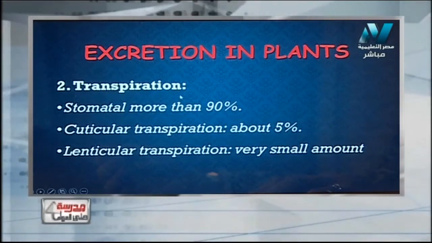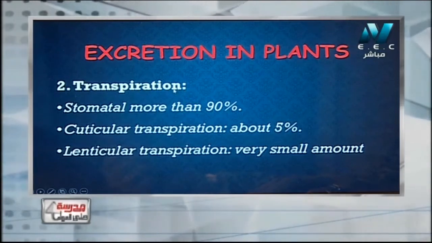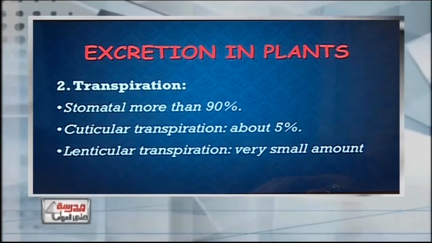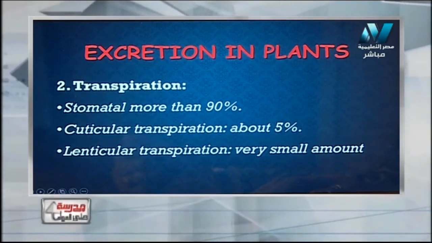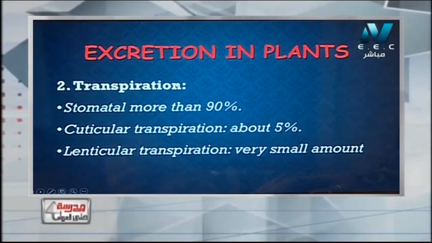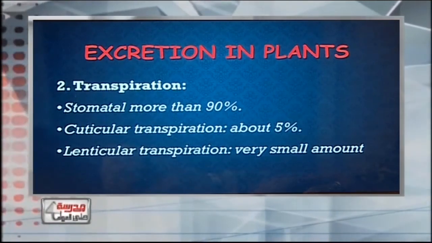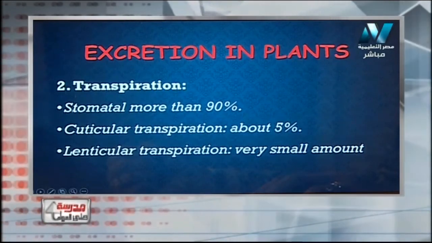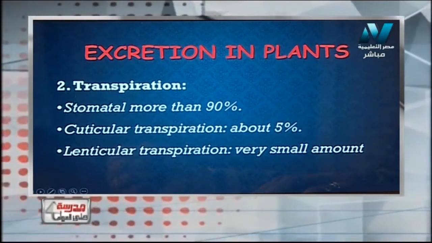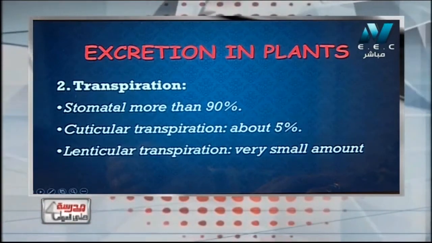The other way of excretion is transpiration. In transpiration, the plant gets rid of the excess amount of water in the form of water vapor by many ways. The first way is through stomata, and we call it stomatal transpiration.